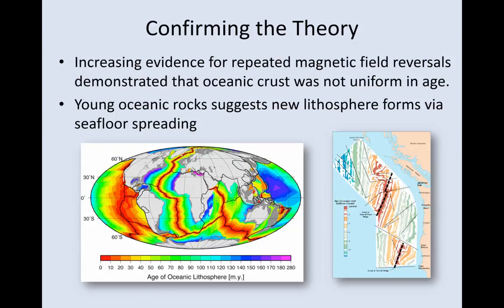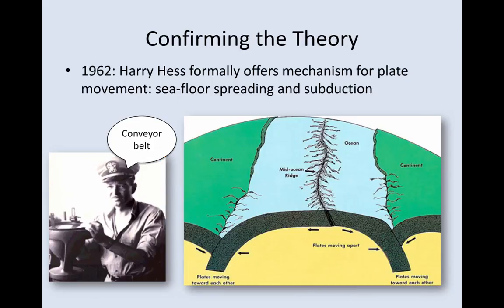Looking more closely at these, we in fact saw that there were repeated structures in the magnetic field patterns in some of these oceanic rocks, suggesting that oceanic crust wasn't uniform in age, and in fact that there was seafloor spreading taking place along these mid-ocean ridges, as new lithosphere is actually being formed. This actually gets put together and summed up by a geologist named Harry Hess, who finally comes up with a mechanism that explains some of the stuff that Wegener was talking about.